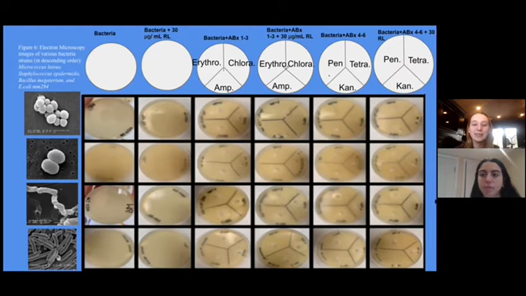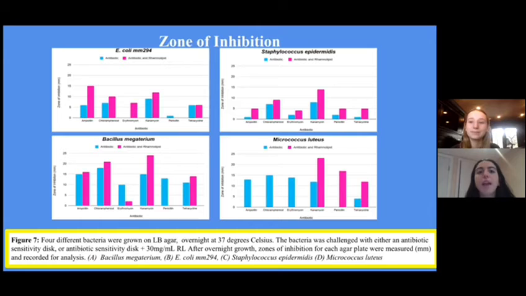The zone of inhibition for most plates was greater when combined with antibiotics and rhamnolipids than when combined with rhamnolipids or antibiotics independently. As seen in the graphs, antibiotics with rhamnolipids, shown in pink, have greater zones of inhibition than just antibiotics alone.